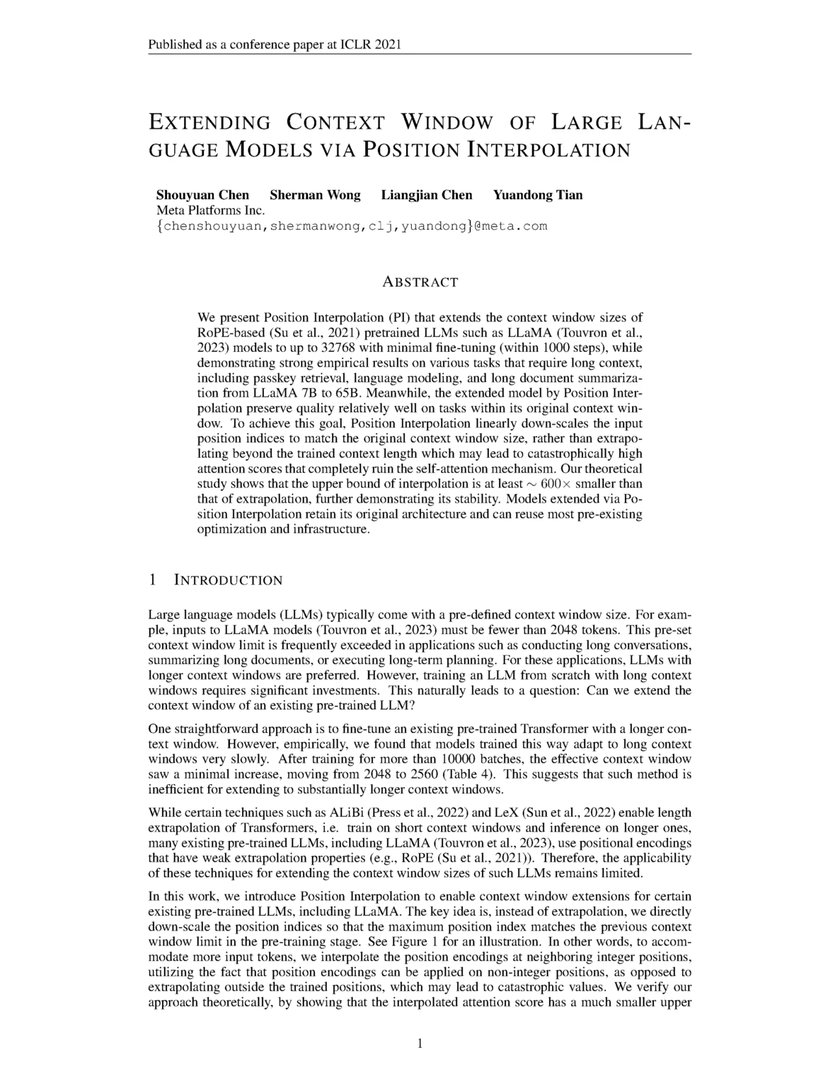Section 1 Introduction. In this introductory section, we're focusing on large language models, LLMs, like Llama, which typically have a preset limit on the number of tokens or chunks of data they can handle at once, often capped at 2048 tokens. In many scenarios, such as in lengthy conversations, document summarization, or long-term planning, this limitation can pose a problem.